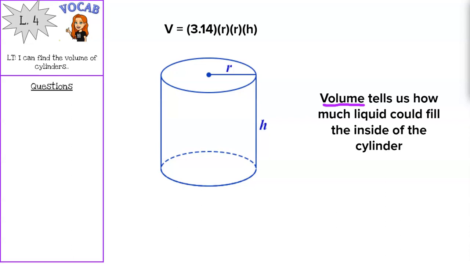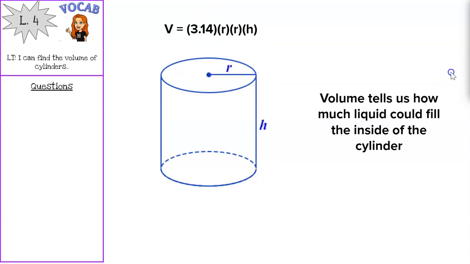So the volume formula, we're going to do 3.14, remember, which is pi, times our radius, times our radius, times our height. Again, radius is that halfway part of the circle. Height is the distance between the two circles.